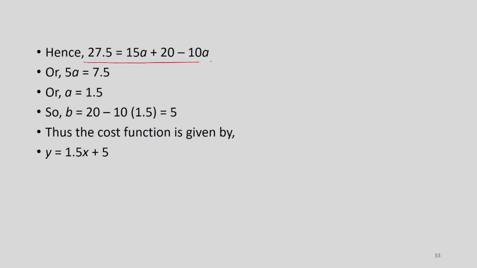27.5 is equal to 15a plus 20 minus 10a, and if we simplify this, then we get a is equal to 1.5, and putting this in the equation for b, we get b is equal to 20 minus 10 multiplied by 1.5, which boils down to 5. So, therefore, the cost function which we were supposed to find is given by this equation, y is equal to 1.5x plus 5.